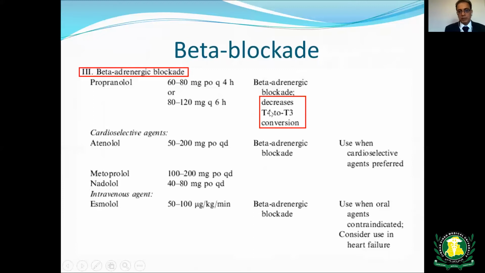It also helps to decrease conversion of T4 to T3. And the doses are here. The other beta blockers that can be used are atenolol, metoprolol, nadolol, and if you want to go for intravenous, esmolol is the drug of choice.